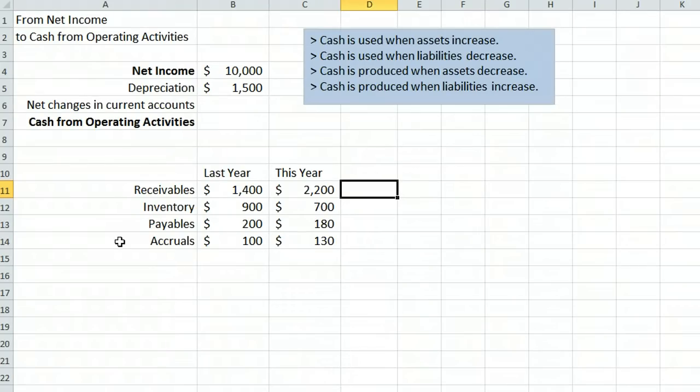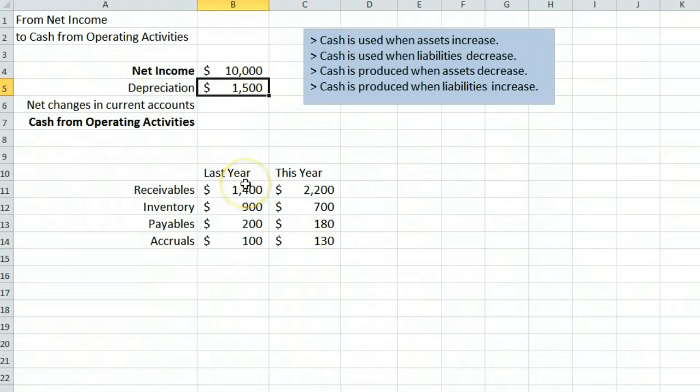So the first thing that we are going to realize is that when calculating net income, depreciation is subtracted off, but depreciation is not actually a use of cash. So to find cash from operating activities, we need to add depreciation back to net income. So we'll leave that number here.